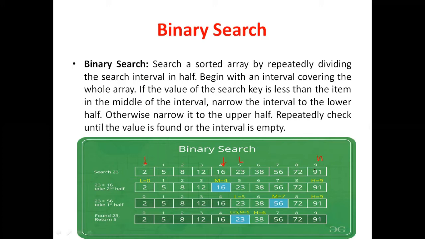So 5 plus 9 is 14. 14 divided by 2 is 7. So again I have to find the middle element. So our mid is 7. So in the second step your mid value is 7.